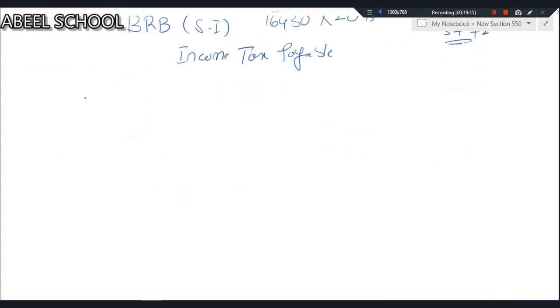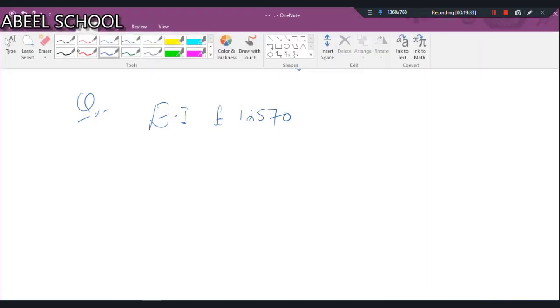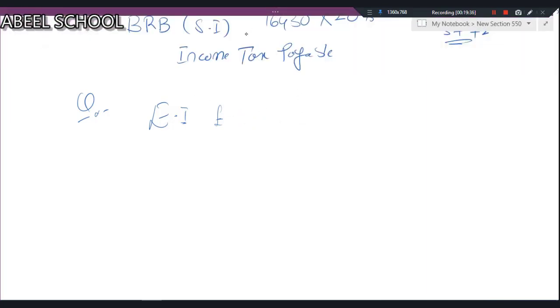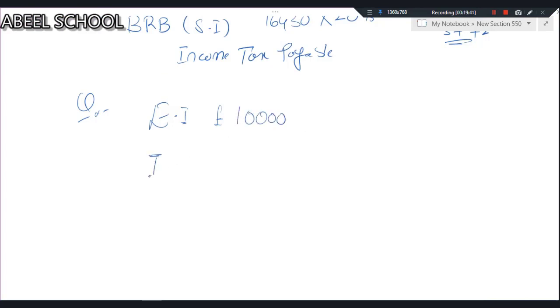Now let's deal with one more question. Let me change the question. Assuming the employment income is 10,000. Interest income is the saving income. Interest income means saving income. Let's say interest income 15,000.